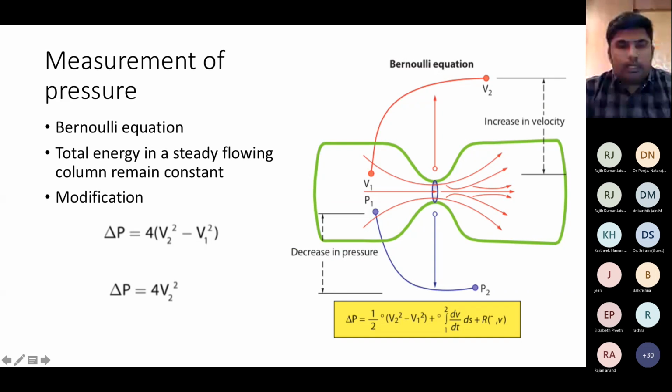Another important technique used in hemodynamic measurement is pressure measurement. The total energy of blood flowing at any part of the heart is the same. We can imagine points A1 and A2, where A1 is proximal to the narrow region and A2 is distal to the narrow region. Here the total energy can be divided into 2 parts: potential energy and kinetic energy. Kinetic energy is related to the velocity, and potential energy is related to the pressure.